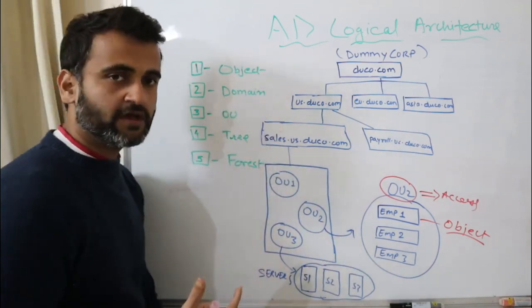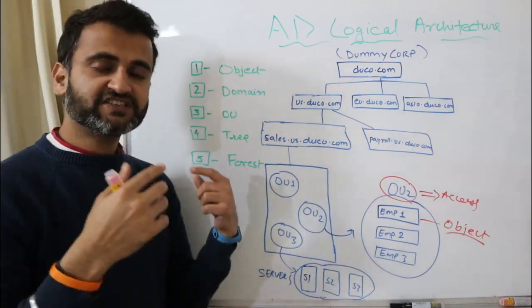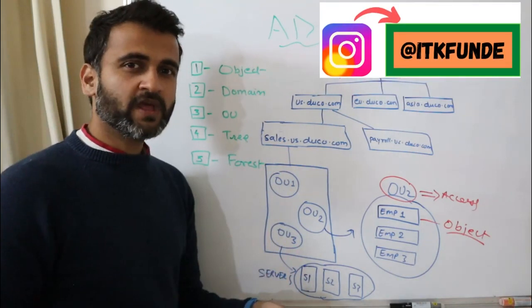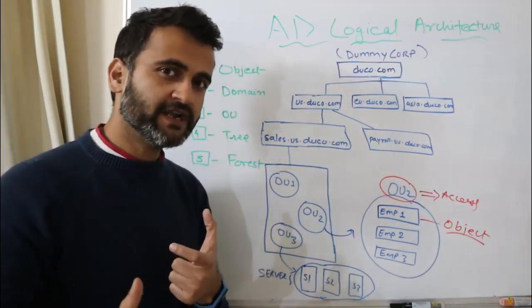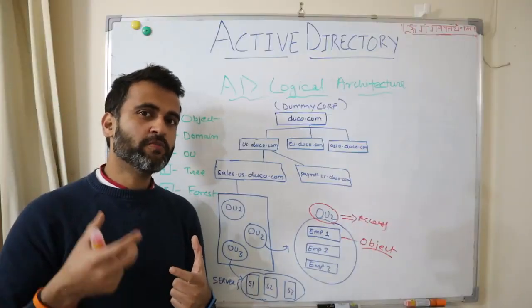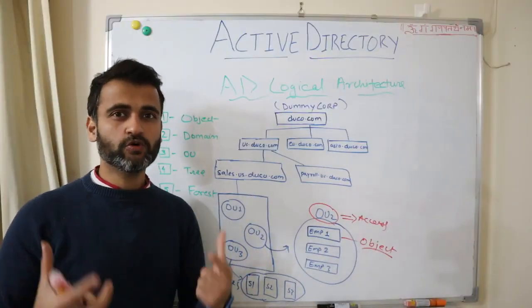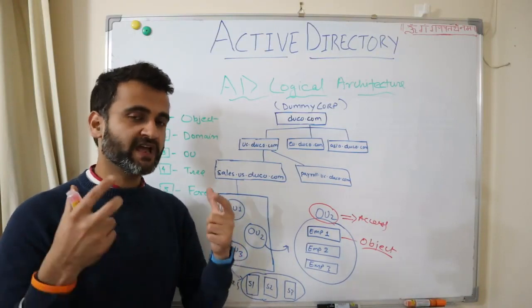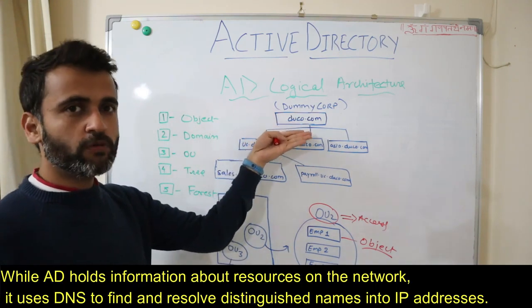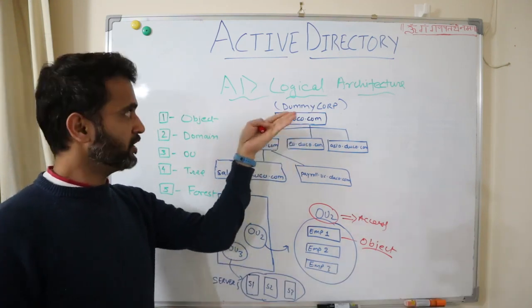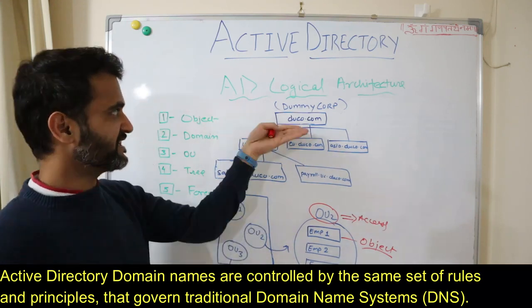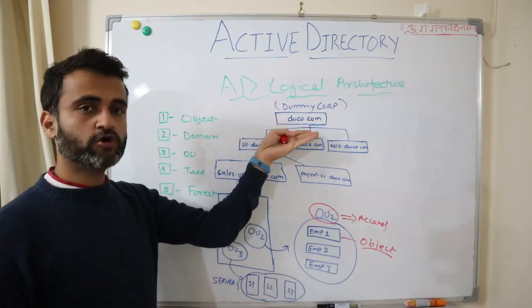And then you have domains. Domains are nothing but the collection of all your objects. All your objects will fall under a certain domain. If you have watched my DNS video, the domain name is derived by the domain name server. Active Directory server and domain name server go hand in hand, and their functioning is quite interrelated. So the moment duco.com is organized and given to Dummy Corp, at the same time an Active Directory can be set up for this particular domain, which is duco.com.